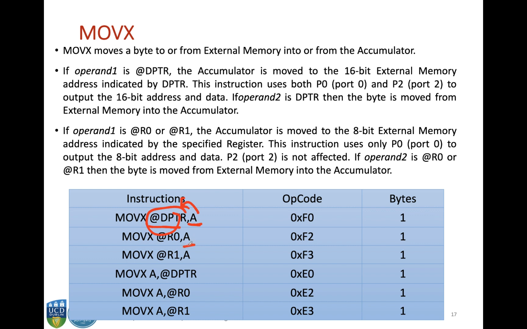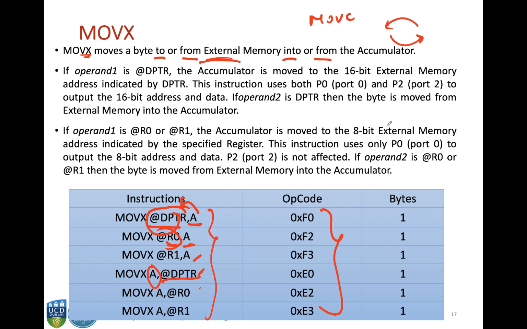Similarly, you can bring data from the accumulator to the 8-bit address that is pointed by register R0. Similarly, you can do the same with R1. You can do the other thing, you can bring the data from the 16-bit address that is pointed by DPTR to the accumulator A. So this is basically bringing data from the external memory, and that's why this X. For MOVC, it was bringing data from the code memory. Both directions are okay, to or from the accumulator, and this is true for MOVC also. And these are the different opcodes for these different cases, and all are 1-byte instructions.